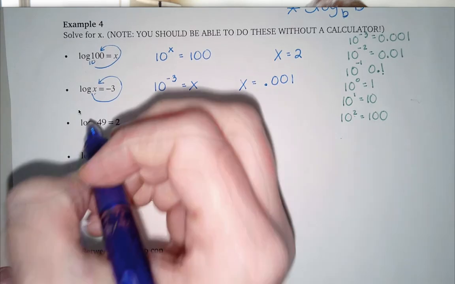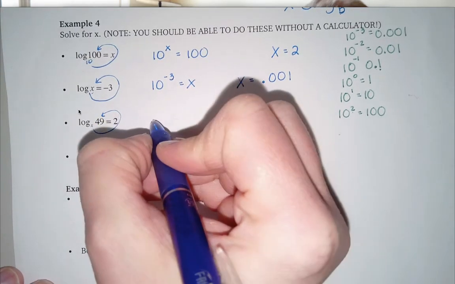Okay, next one. Spin this around. We get x squared equals 49.